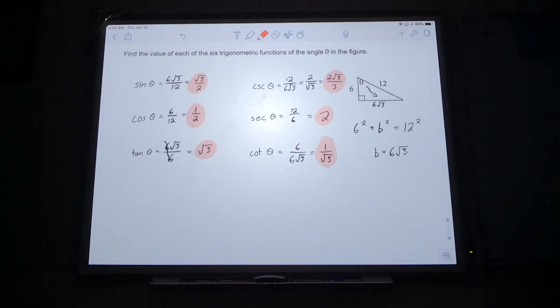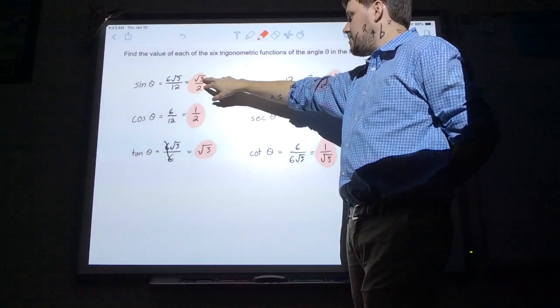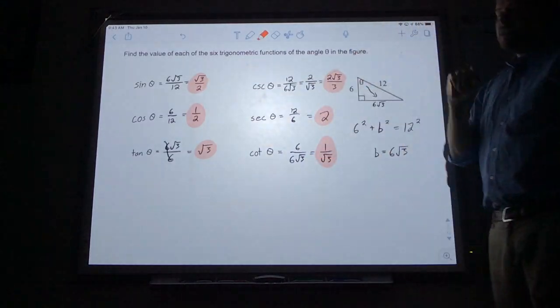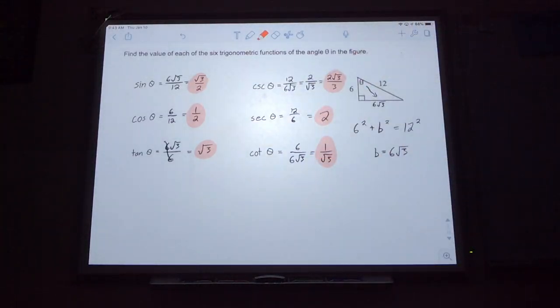Okay, you can see that every one of those is the reciprocal, even this one. If we flipped it and then rationalized, it would end up being that anyway. Oh yeah, we got to rationalize that. I don't know why I didn't do that on my notes. Good call. Okay, so let's rationalize that. So that's root 3 over 3.